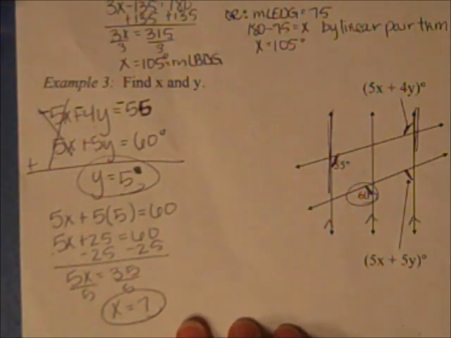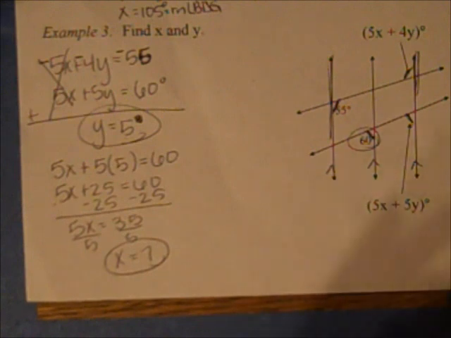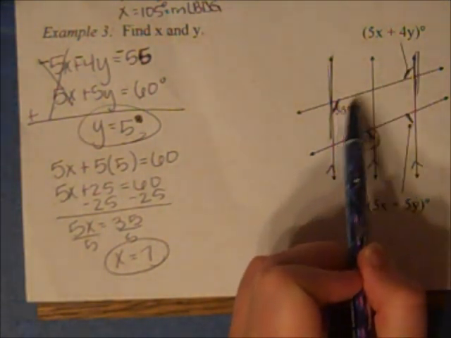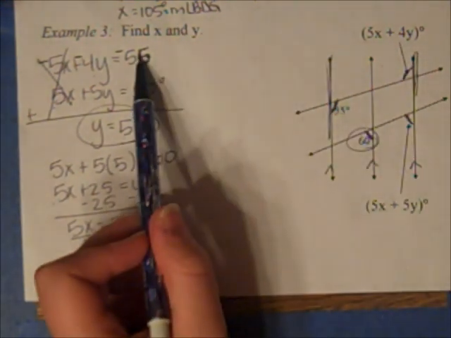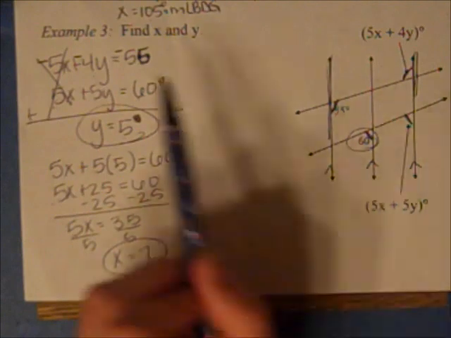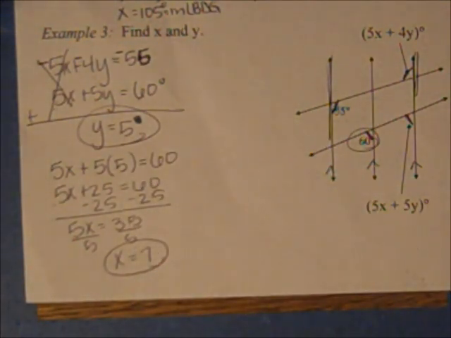Okay, so that problem was a little challenging. We'll work with some more of those in class tomorrow, since I know that was the harder one. But if you can get out of there, these 2 are alternate interior, so they're congruent. These 2 are corresponding, so they're congruent. And then get one variable to cancel out, substitute back into the other variable.